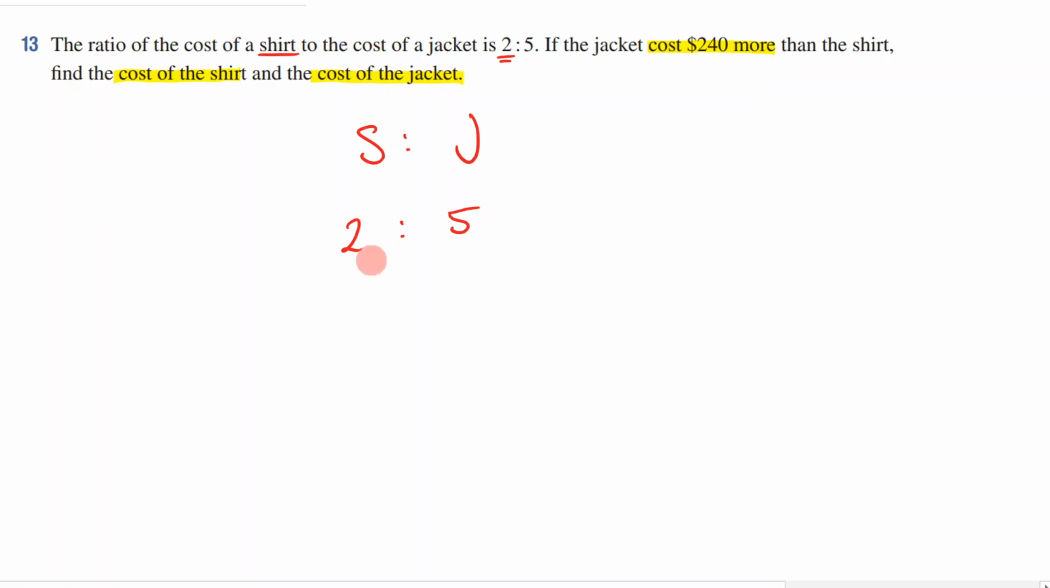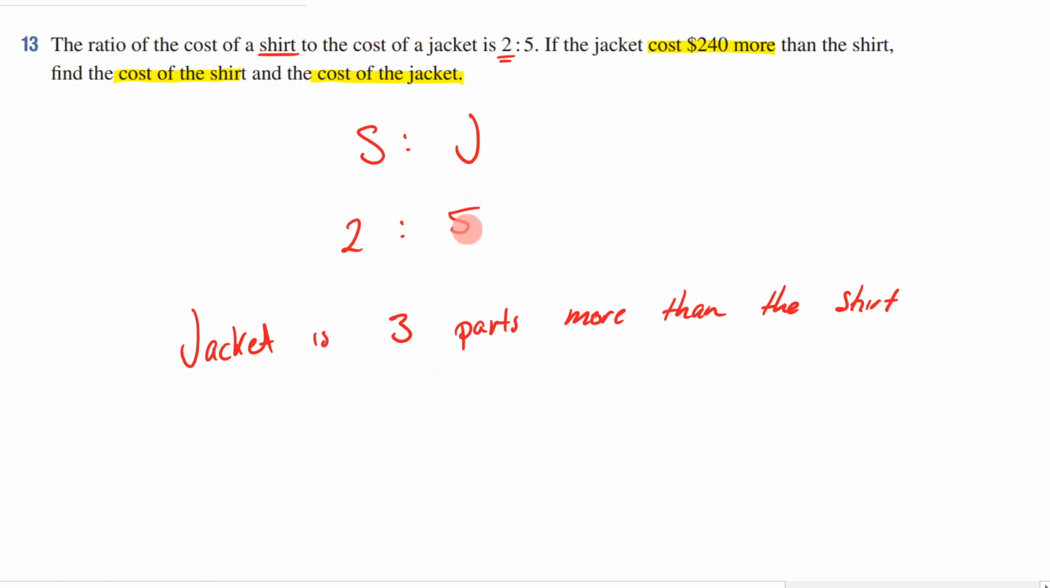Well, what do we notice about 2 to 5? How are they different? Well, 2 plus 3 is 5. So what I could say is the jacket is 3 parts more than the shirt. That makes sense. It's 3 parts more because 2 plus 3 is 5. The jacket is 3 parts more than the shirt.